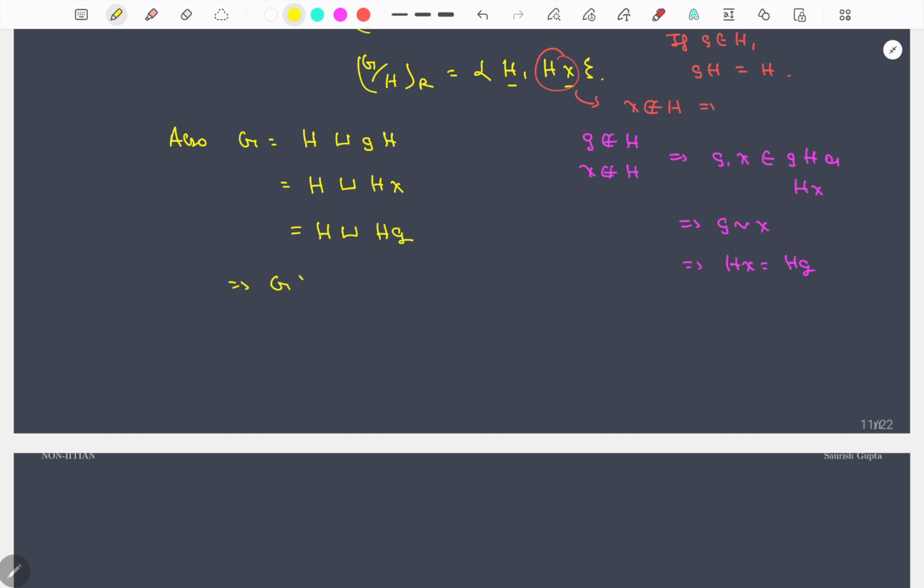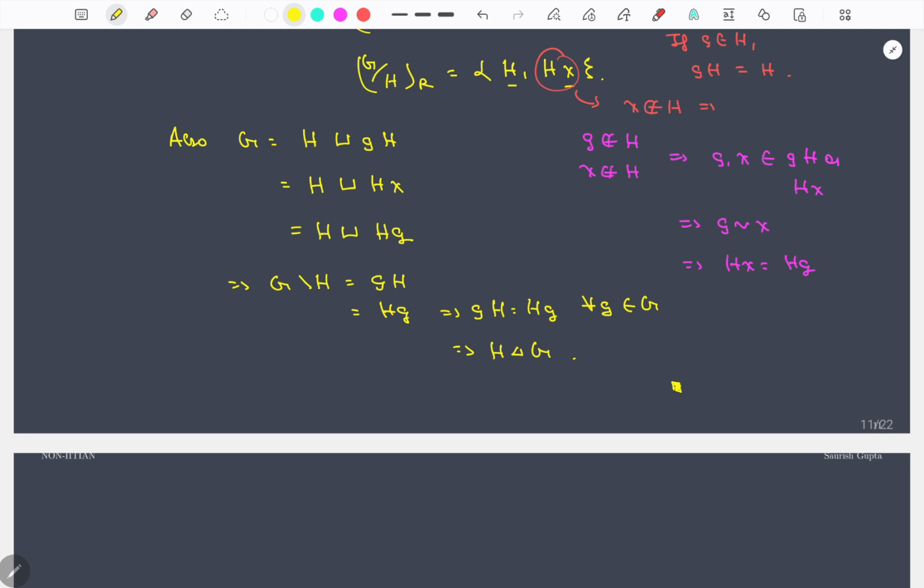But what does that imply? That implies that G minus H is equal to gH and is also equal to Hg. So this implies gH is equal to Hg for every g in G. Because if g is in H, then it's trivially same. If g is not in H, then it holds by the way we proved it. So this implies that H is normal in G.